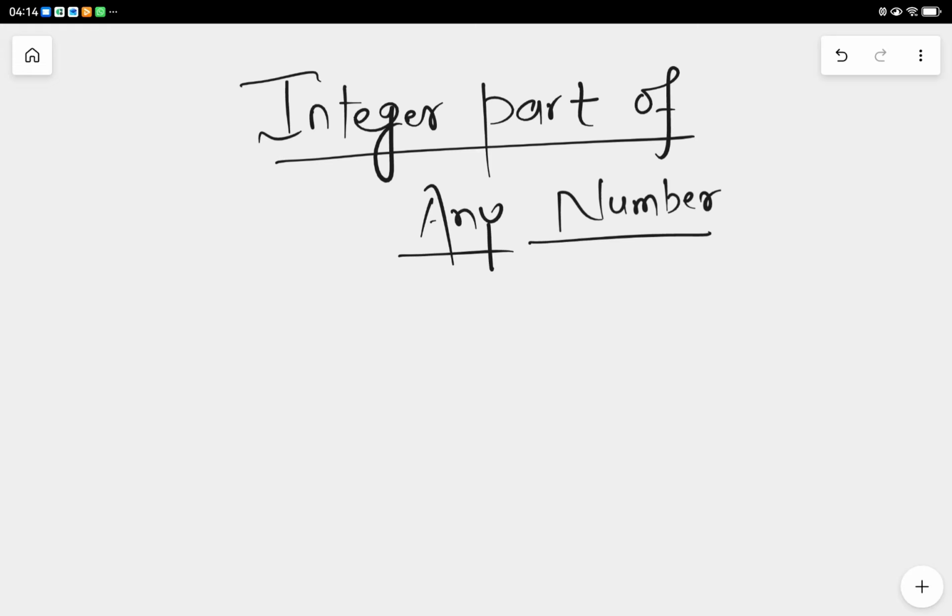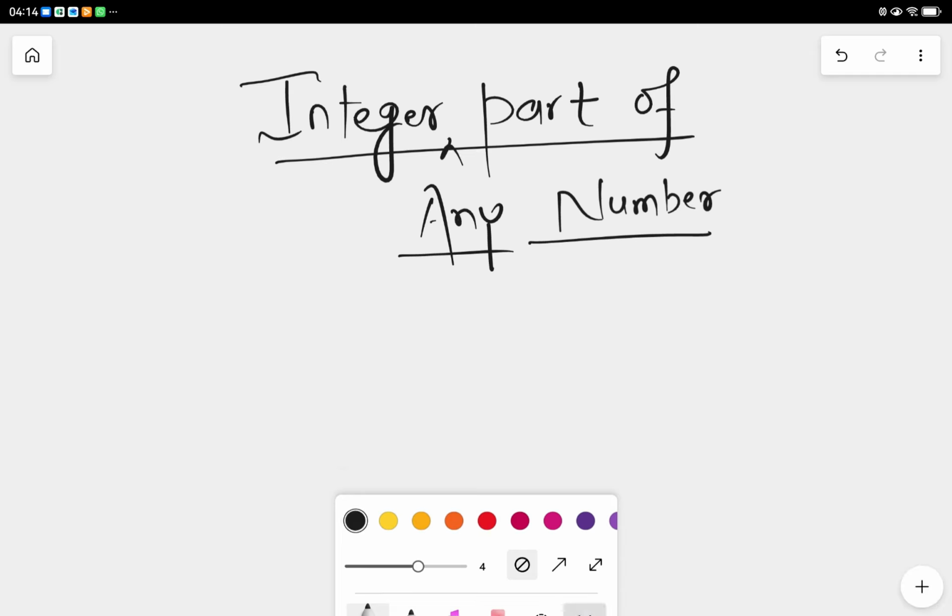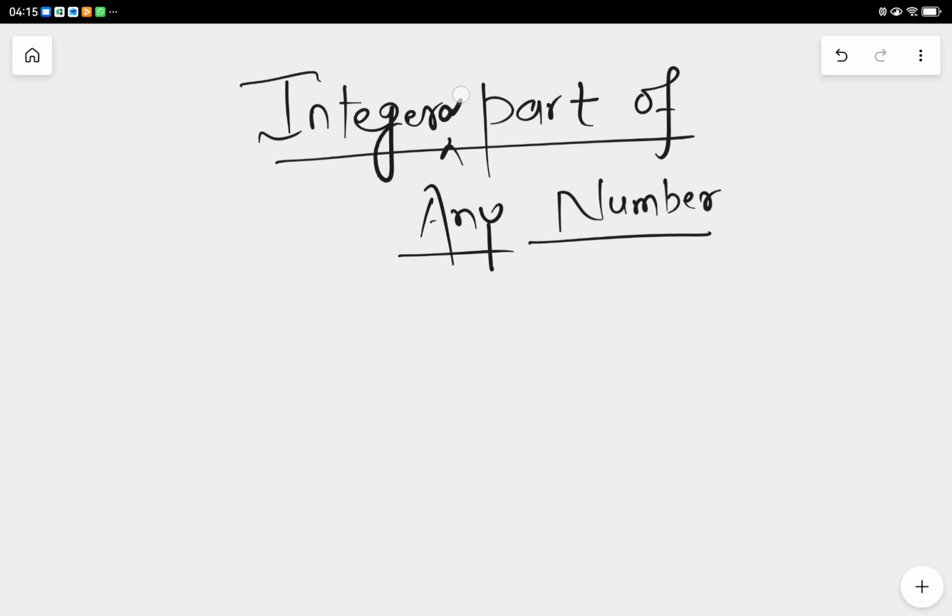You just have to tell the integer part of any number, and this is a very interesting topic to understand in advanced algebra and advanced arithmetic solutions. We need to understand the integer part, or we can call it the integral part, of any number. Integral part or integer part, both are correct, one and the same thing.